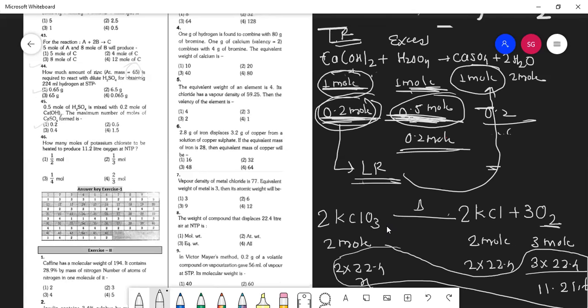Yes, let me check it. Yes, the option 2. Yes, that's correct. Understood? Yes. Now let us go for exercise 2.